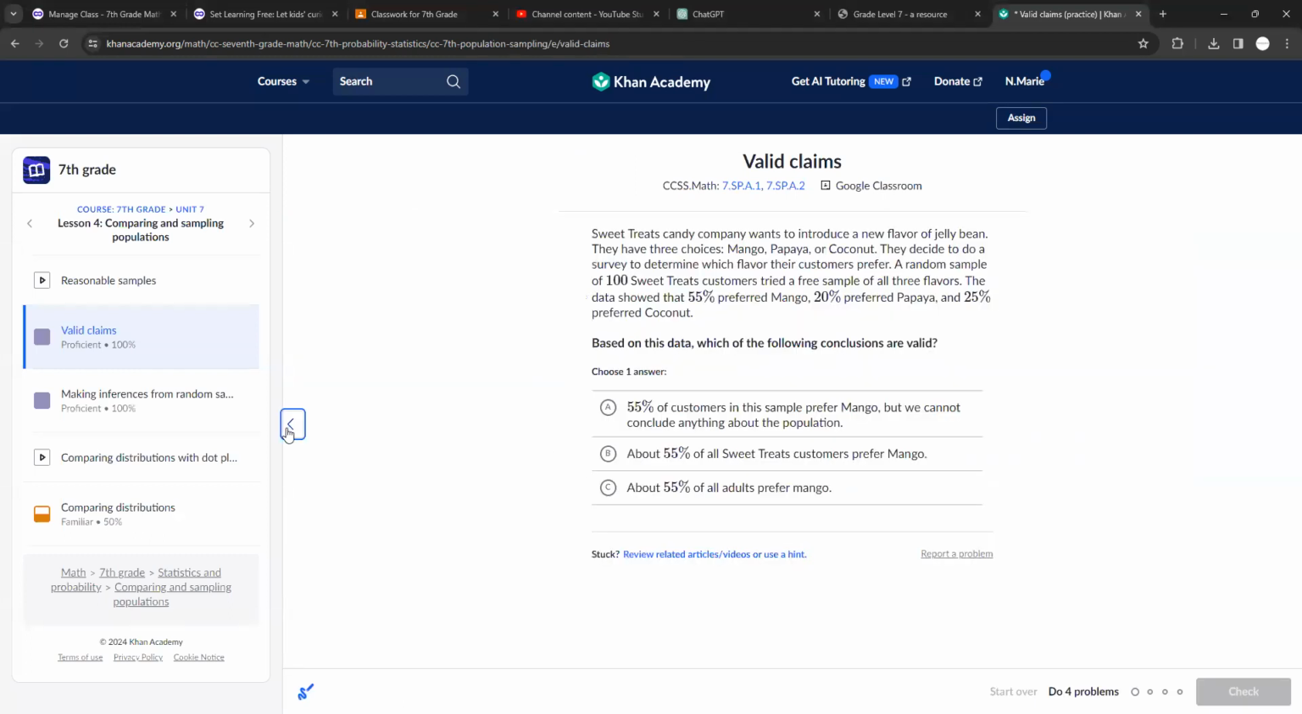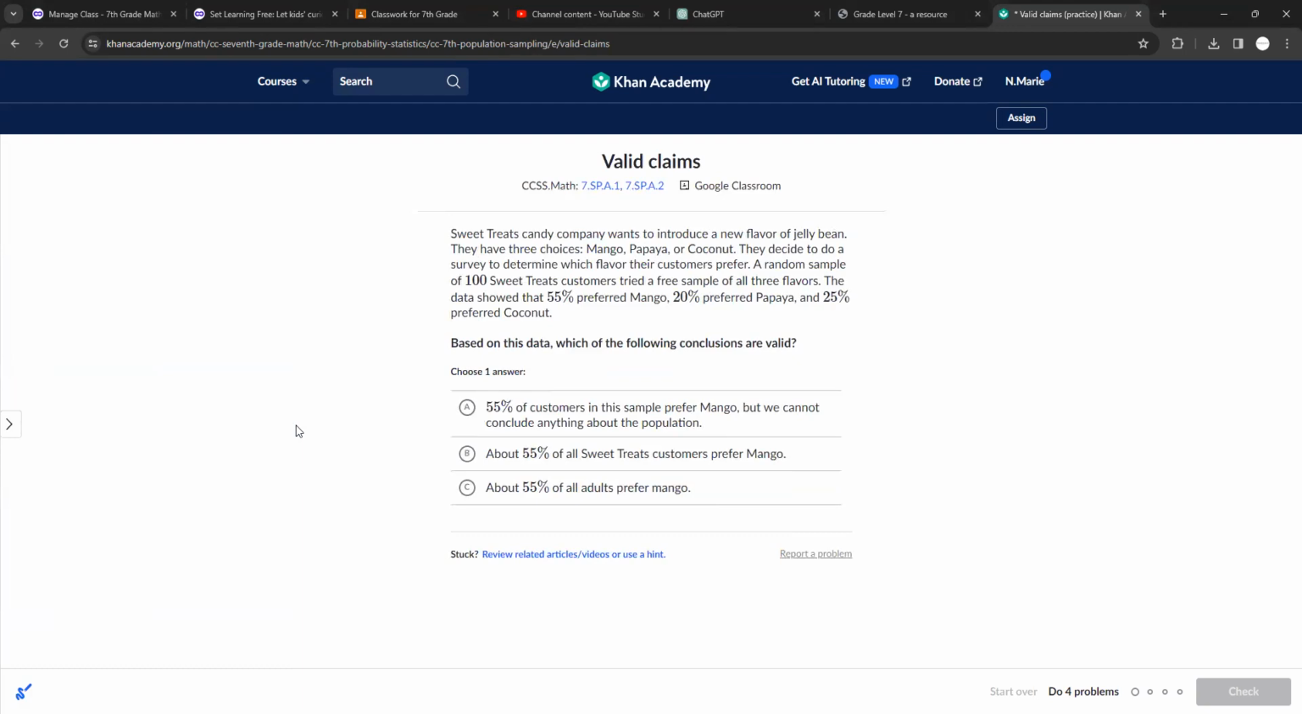All right, let's go to valid claims here. Sweet Treats Candy Company wants to introduce a new flavor of jelly bean. They have 3 different choices, mango, papaya, or coconut. They decide to do a survey to determine which flavor their customers prefer. A random sample of 100 Sweet Treats customers tried a free sample of all 3 flavors. The data shows what they prefer. Based on this data, which of the following conclusions are valid?